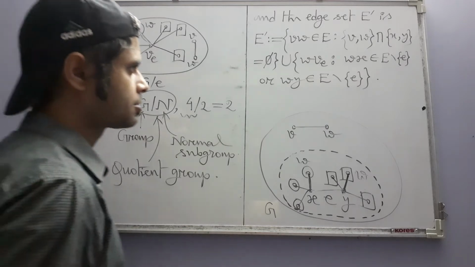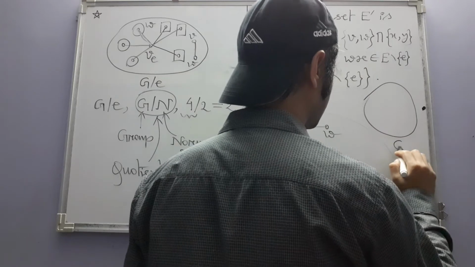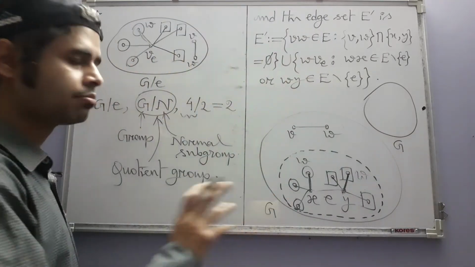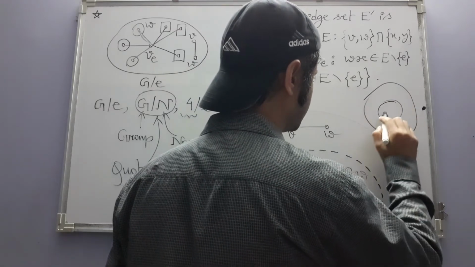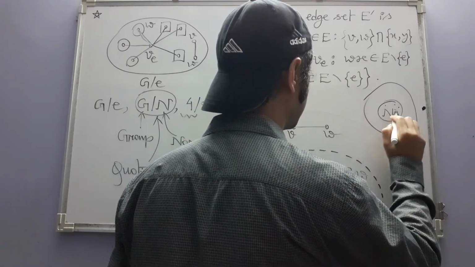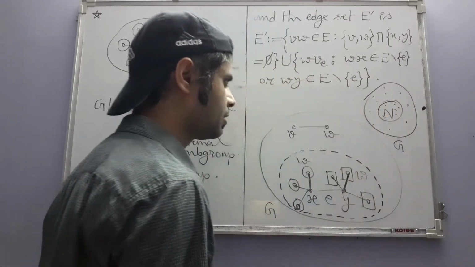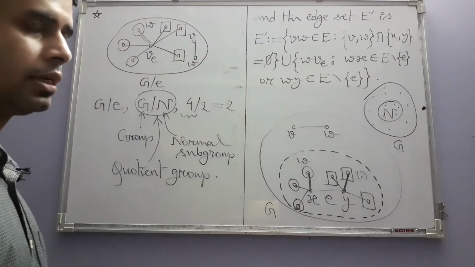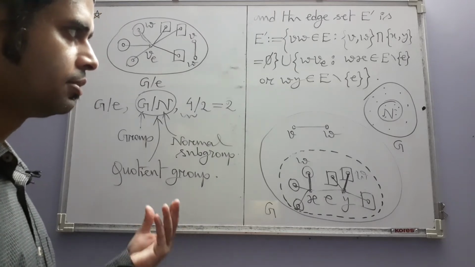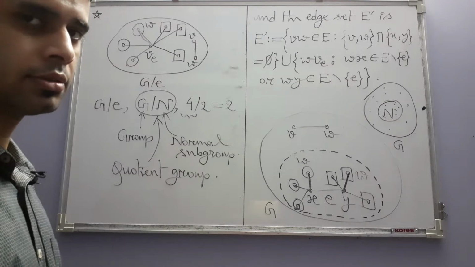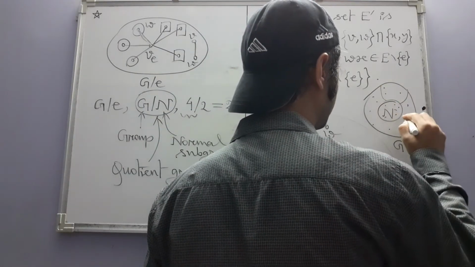It is because your original group is this, which has some elements. In it you have a normal subgroup which also has some elements. What the normal subgroup does is divide the original group G into disjoint, non-empty sets which partition G.